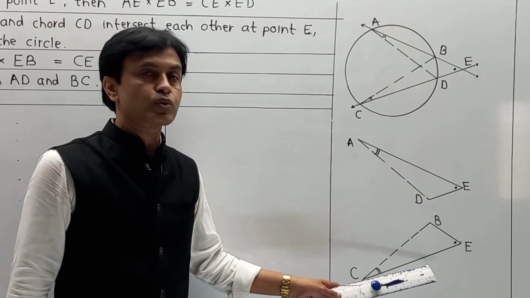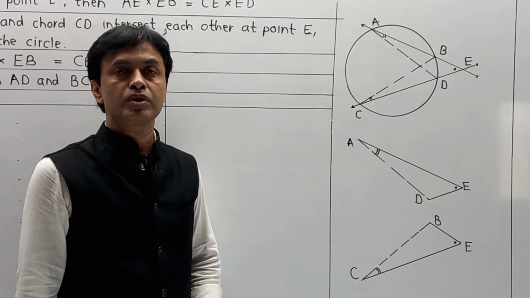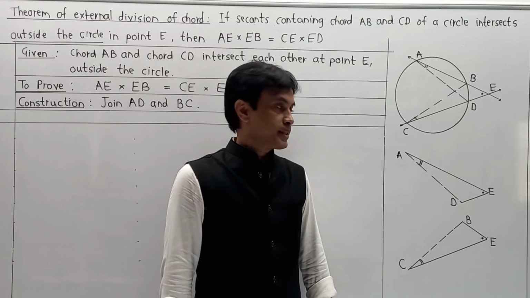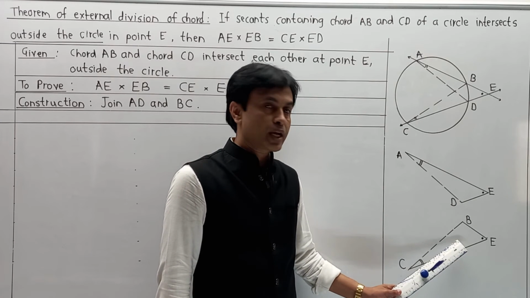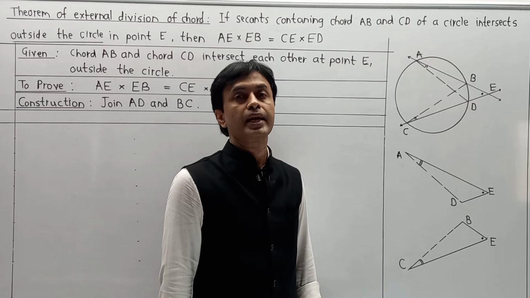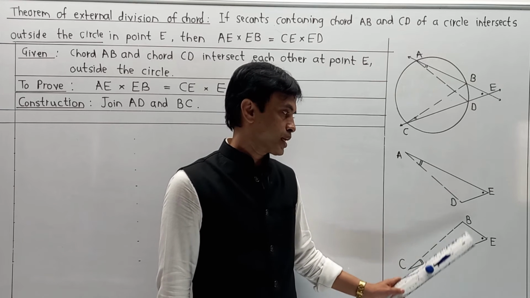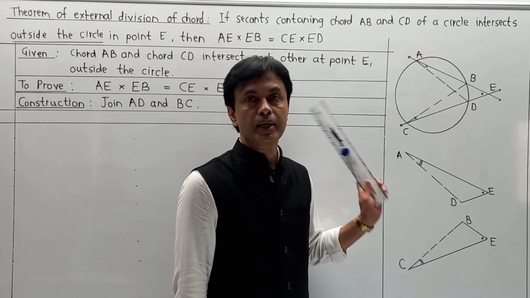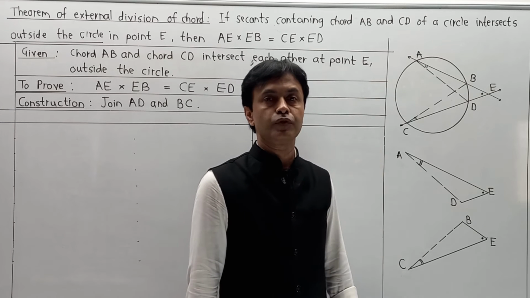Naturally you can show that these two triangles are similar by the AA test of similarity. I am going to write all the parts in terms of proof and reach the final answer.